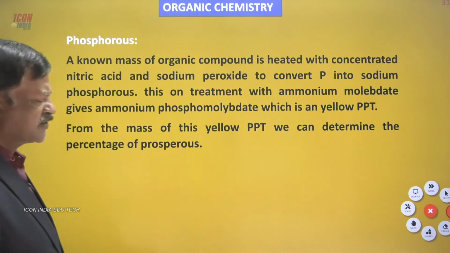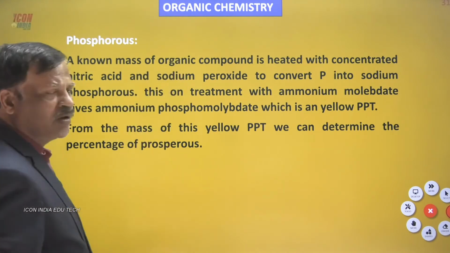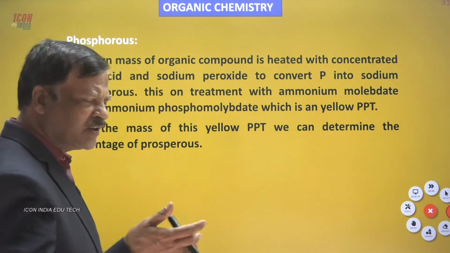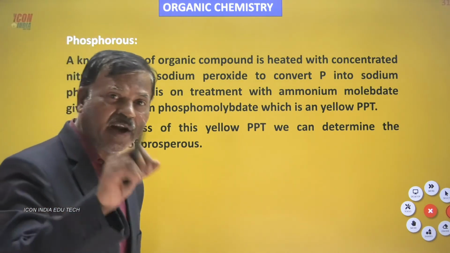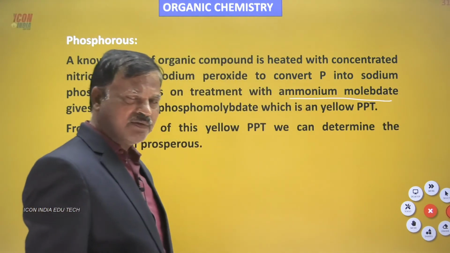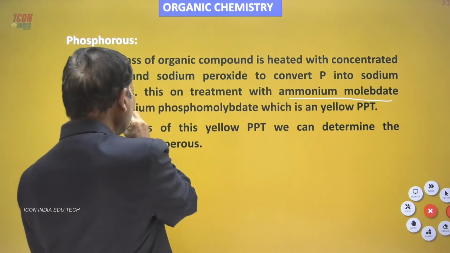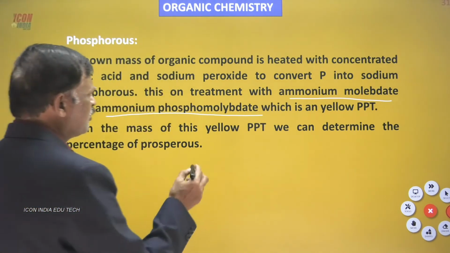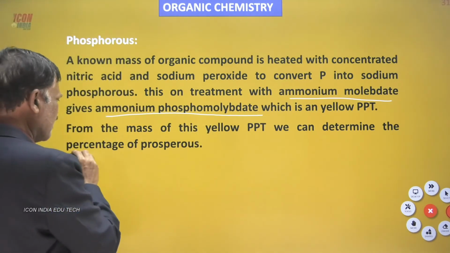Now, estimation of phosphorus. Here, a known mass of organic compound is heated with concentrated nitric acid and then with sodium peroxide, so that phosphorus is converted to sodium phosphate. Then it is treated with ammonium molybdate solution. That sodium phosphate on treating with ammonium molybdate solution converts into ammonium phosphomolybdate, that is a yellow precipitate. From the mass of this yellow precipitate, we can determine the percentage of phosphorus.